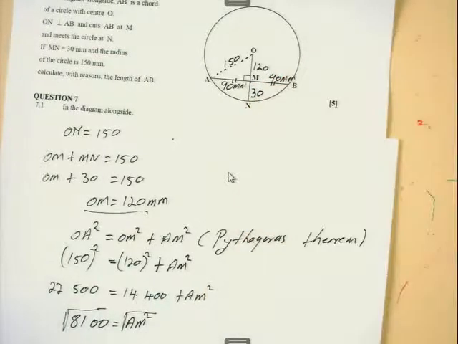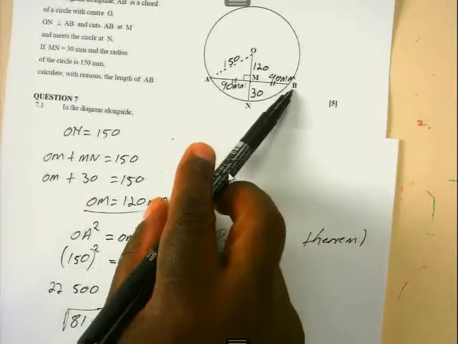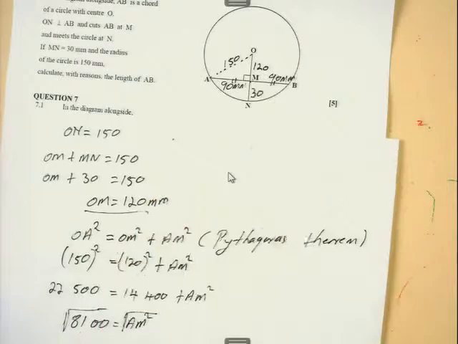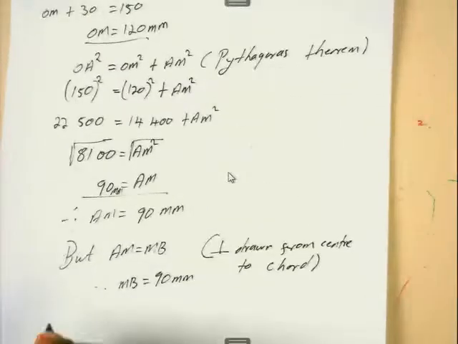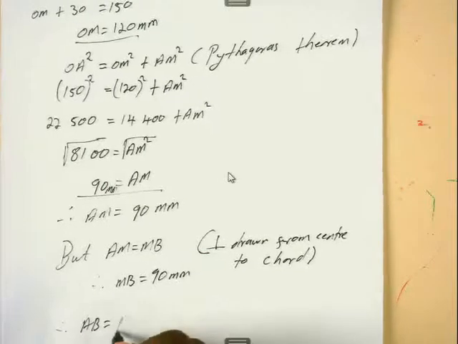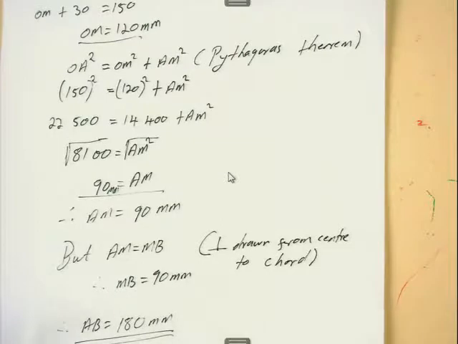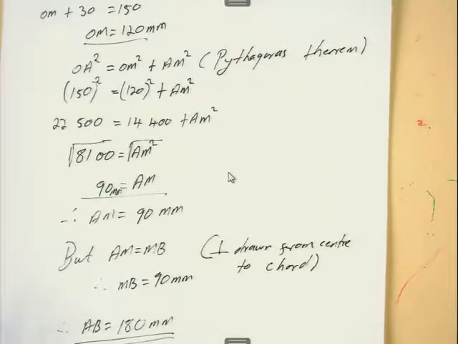Therefore, it's easy for us to answer the question. What will be the length of AB? 90 plus 90, which will give us 180 millimeters. Therefore, you conclude by saying, therefore, AB is equal to 180 millimeters, when you add the two 90 millimeters. Thank you. It was just a brain teaser.